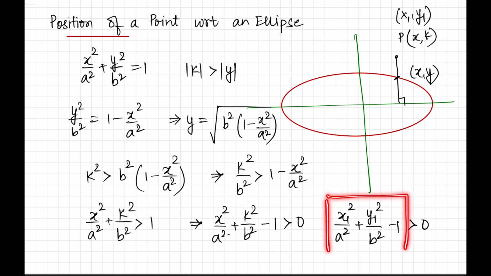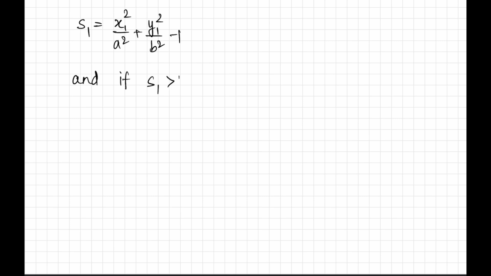Now this portion that we got, we will keep in mind. We will call this S1. So let us see how we put it for easy understanding. For now we will consider S1 as x1 square by a square plus y1 square by b square minus 1. If S1 is greater than 0, we say the point lies outside the ellipse.